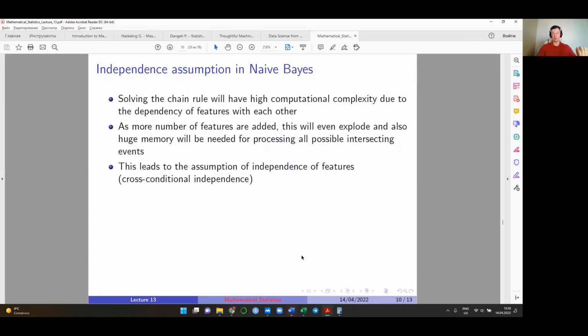So this is an assumption. This might not be true in reality, but in order to simplify our calculations of this numerator, and the numerator must have this joint probability of events, we assume the independency of events or independency of features. And this is called the cross-conditional dependence. And this is why we call this classifier naive. Well, that might be the first question: why, well, we are using Bayes rule, why is this naive Bayes? Because we naively assume that all events are independent.